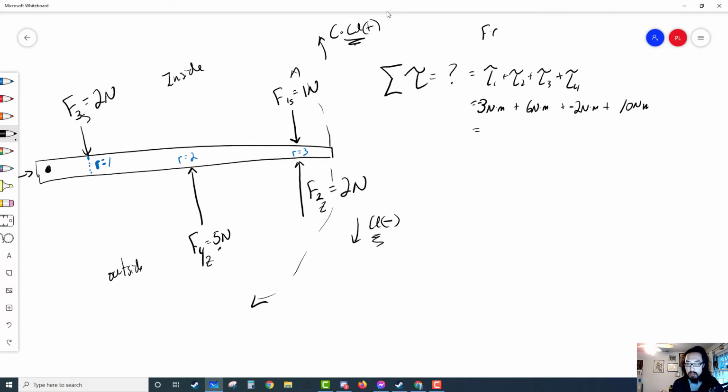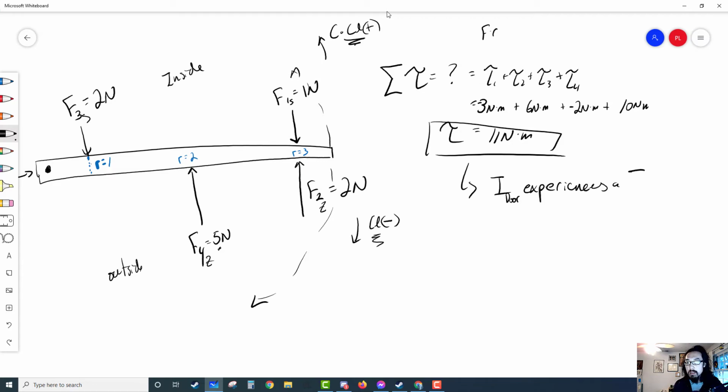So we have negative 3 plus 6, which is 3, minus 2, 1, plus 10. So the net torque is 11 Newton meters. That's what is happening to this door. So this door, which is, remember, I-door, experiences a net torque of 11 Newton meters. Now, here's the important part, because it's positive, the door will swing counterclockwise.